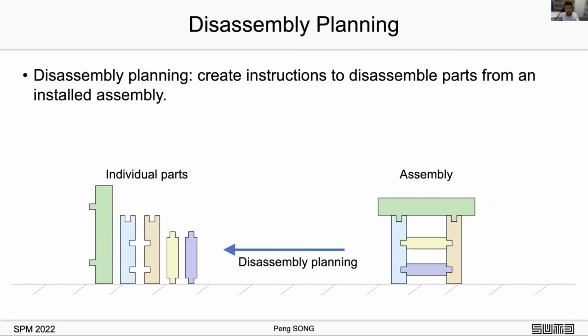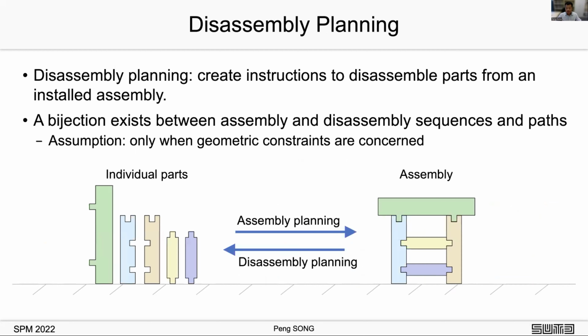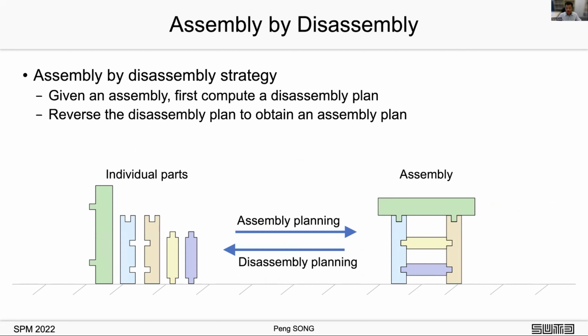This disassembly planning is a reverse process of assembly planning. A bijection exists between assembly and disassembly sequences and paths if we consider only geometric constraints. And this enables an important strategy for assembly planning called assembly by disassembly. In this strategy, we first compute a disassembly plan for a given assembly, and then we obtain the assembly plan by reversing the disassembly plan.